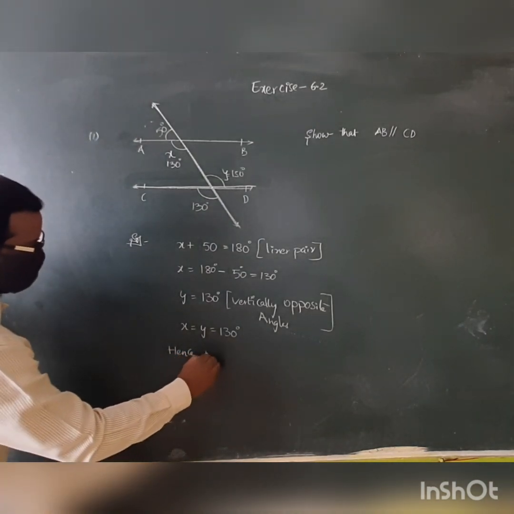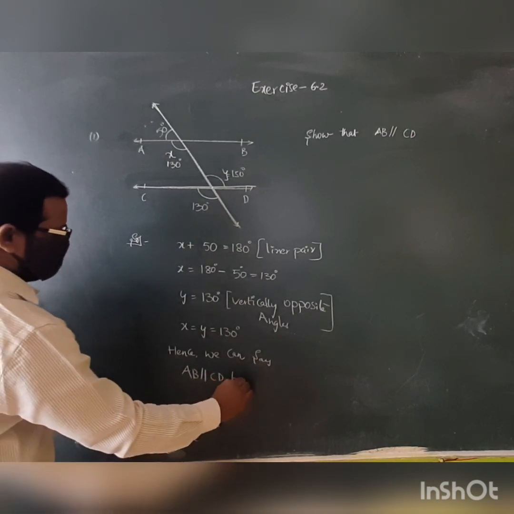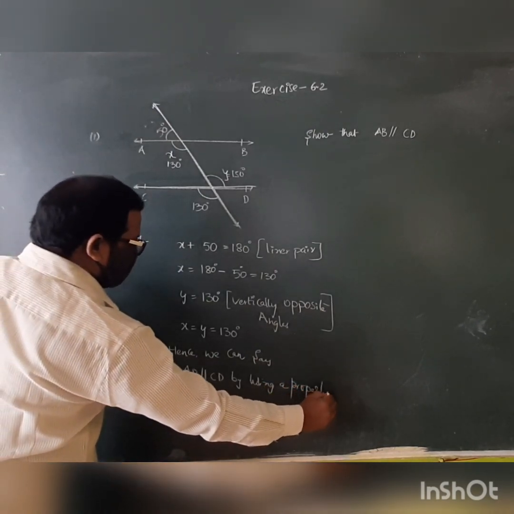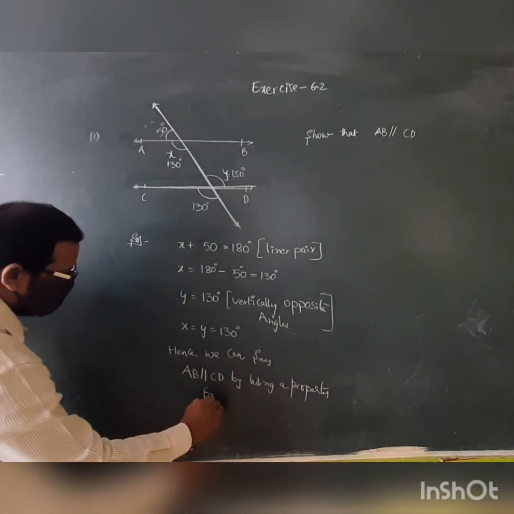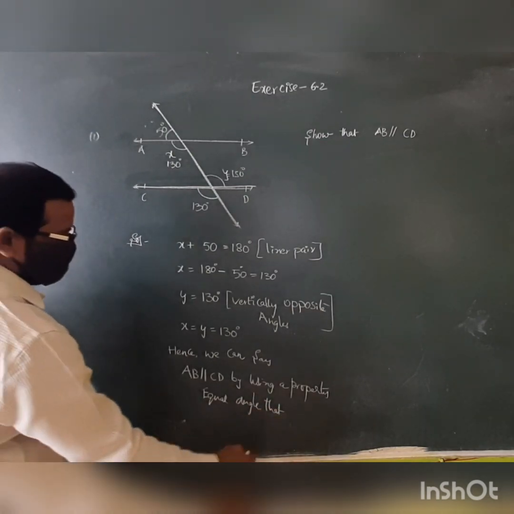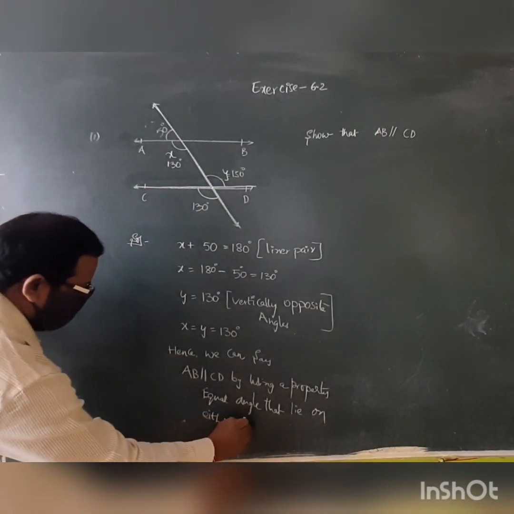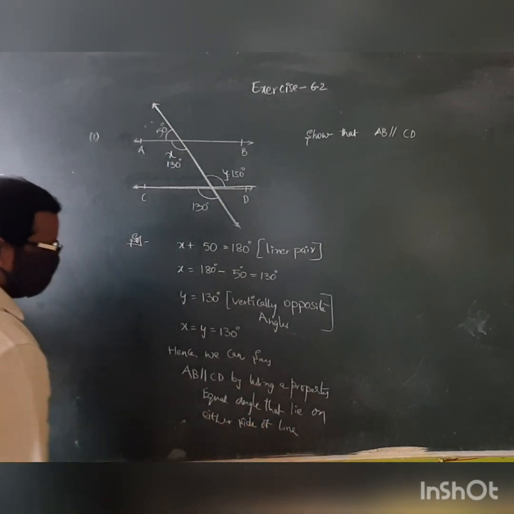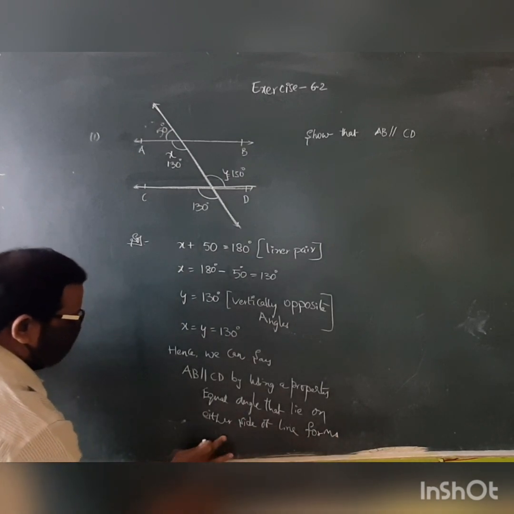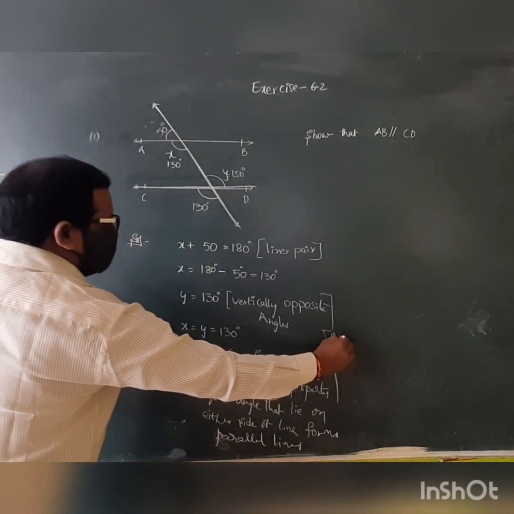Hence we can say AB parallel to CD by using the property: equal angles that lie on either side of a line forms linear pair, forms parallel lines. Hence we can say AB parallel to CD.